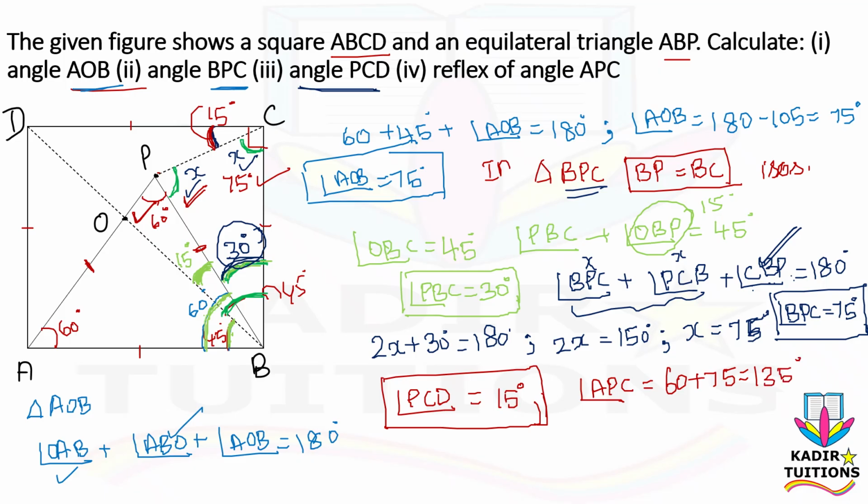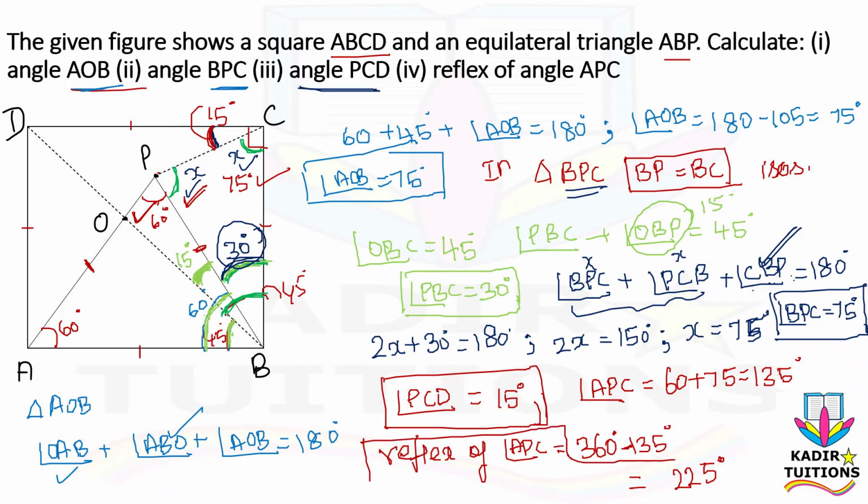Now we can find the reflex of angle APC. Whenever we are finding the reflex of an angle, we are going to subtract the particular angle from 360 degree. So if you subtract 135 from 360, we'll get 5, and here it's going to be 2, and here it's going to be 2. Yes, it is 225. So what is the answer for the reflex of angle APC? It is 225 degree. So we got the answer for all four questions.